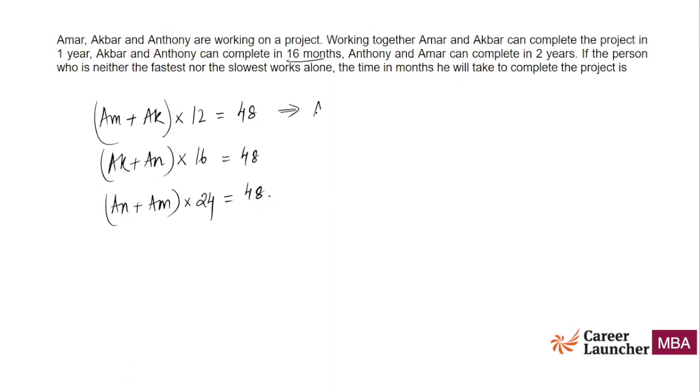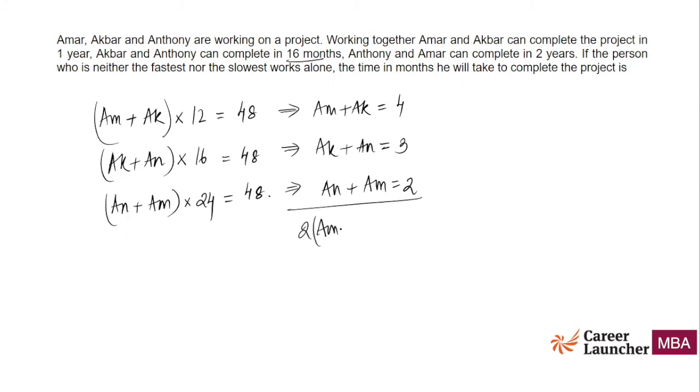So from here, we will have Amar plus Akbar's efficiency is equal to 4. From here, we will have Akbar plus Anthony's efficiency is equal to 3. And from here, we will have Anthony plus Amar's efficiency is equal to 2. Okay, let's add all of them. So we'll have 2 times Amar plus Akbar plus Anthony's efficiency is equal to 9. Or Amar plus Akbar plus Anthony's efficiency is equal to 4.5. Now, Amar plus Akbar, they themselves are at 4. So Anthony should be at 0.5.